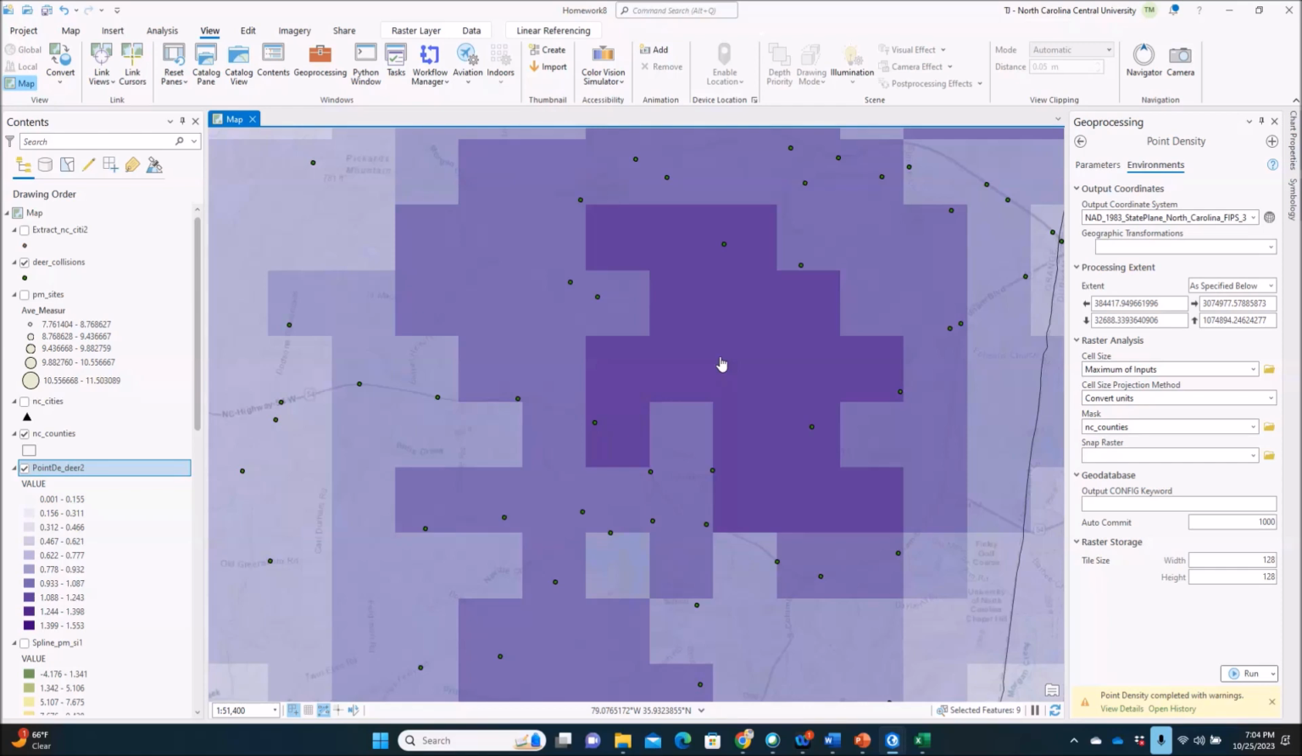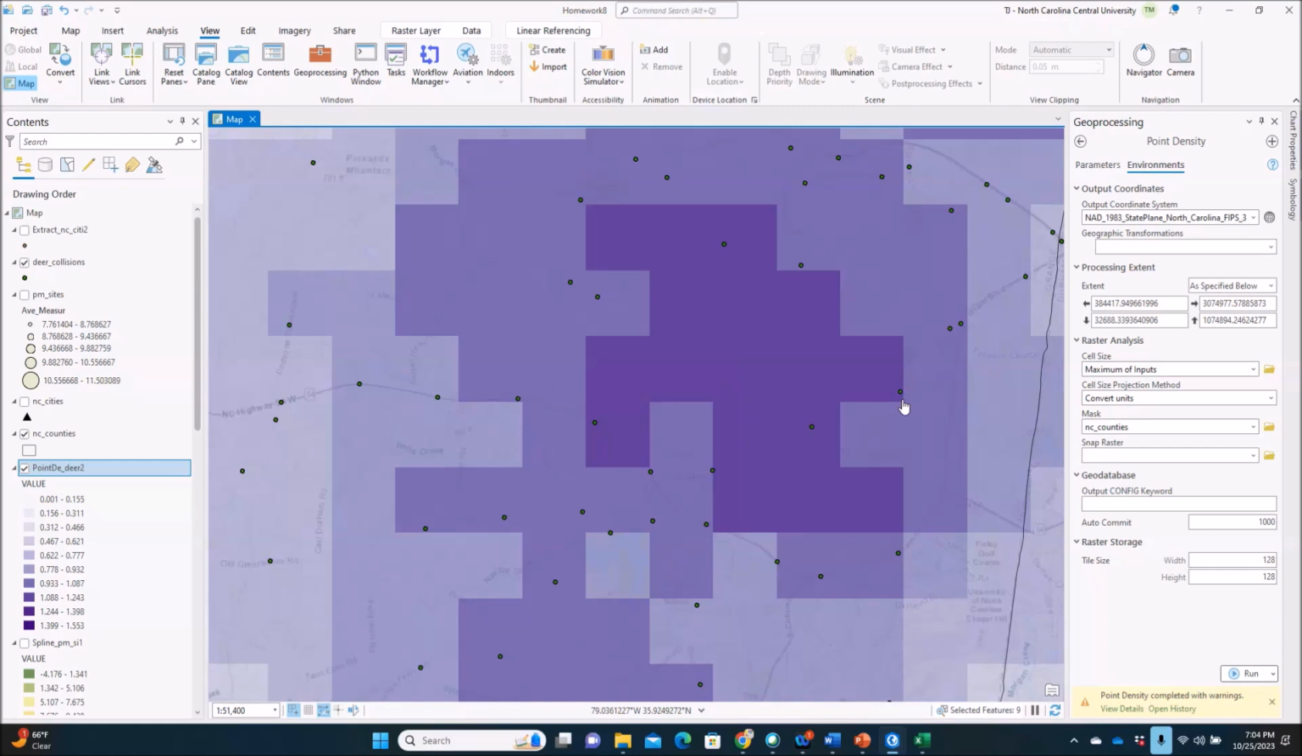Who wants to help her? Anyone else want to help her here? And the question is, it's got no points in it, but why is it still so high? Would it be because it's got so many points within the radius? Yes, it's got so many points within the radius.